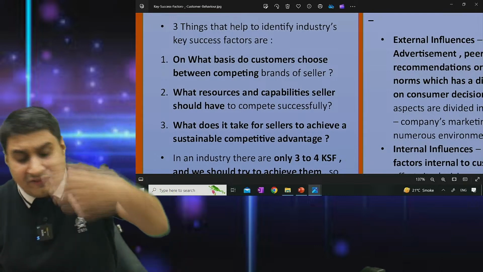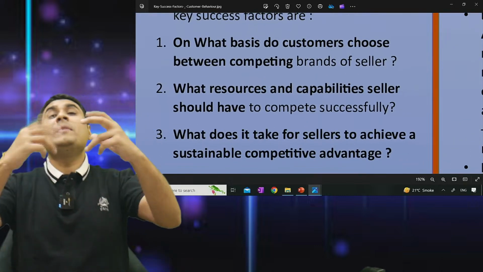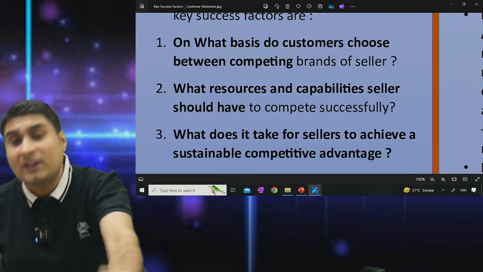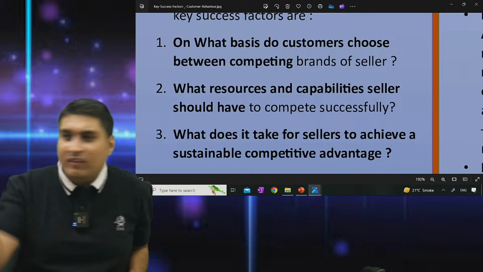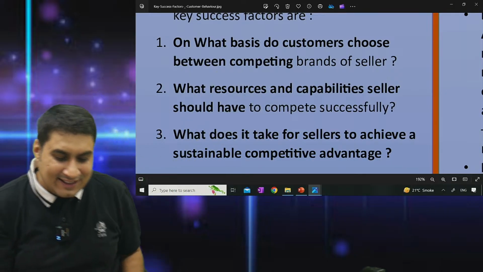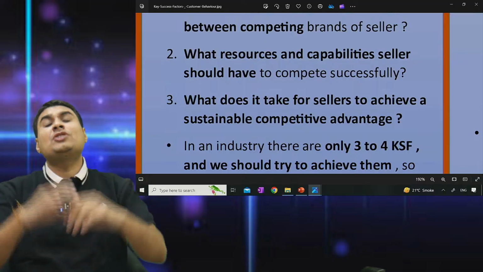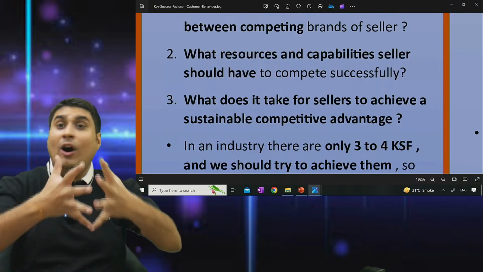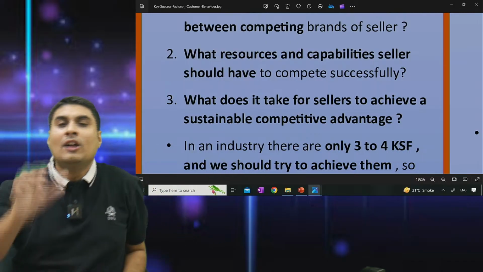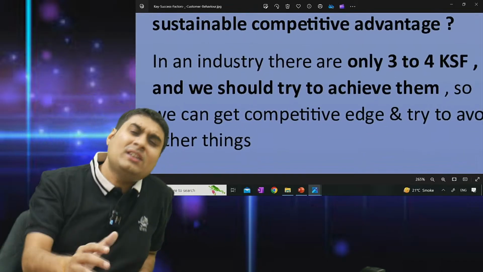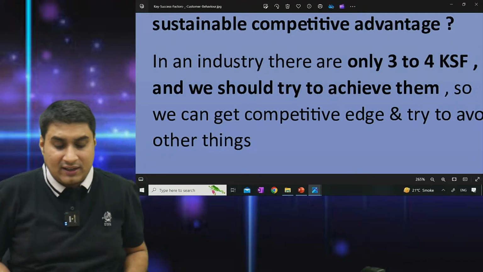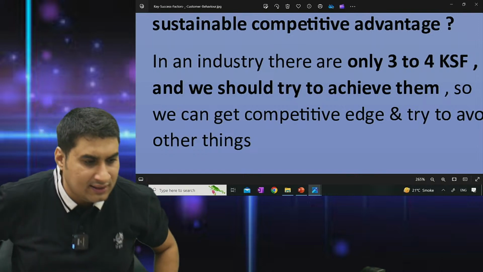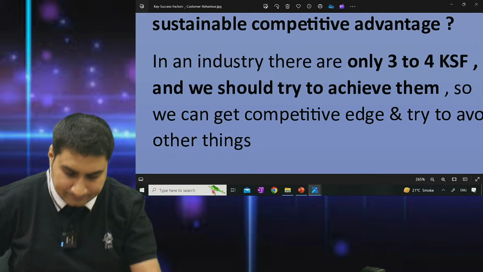Okay, see here. 3 things help to identify key success factor. On what basis will the customer choose the seller? How do you choose a coaching class? How do you choose a particular dress? Whatever you choose, those are key success factors. Second, what resources and capability should the supplier have? What does it take for the seller to achieve competitive advantage? Whichever points are there, those are key success factors. In an industry, there are only 3 to 4 key success factors. We should try to identify them so we get a competitive edge. I hope you are clear. Yes, sir. Super duper clear.